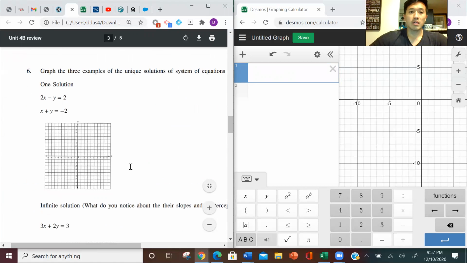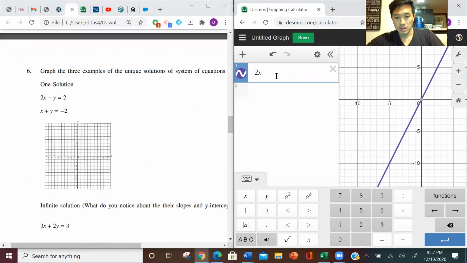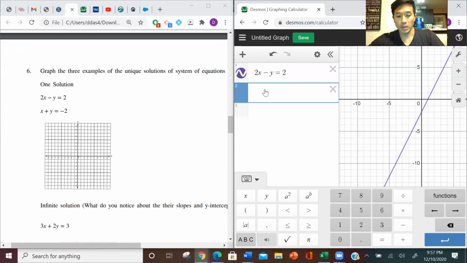Part 6, graph the 3 examples of the unique solutions of the system. So when I have one solution, what I should see is I have different slopes and different y-intercepts. So when I graph these two, that's my first graph. The other one is, so here's my one solution.